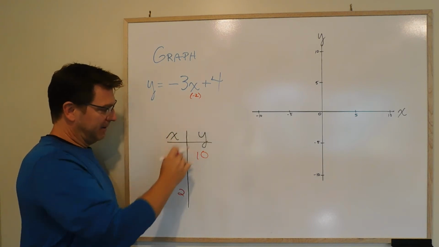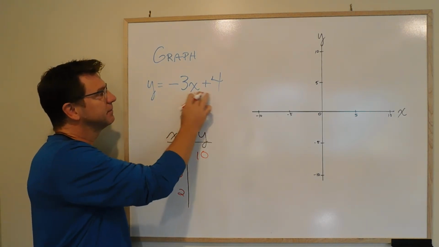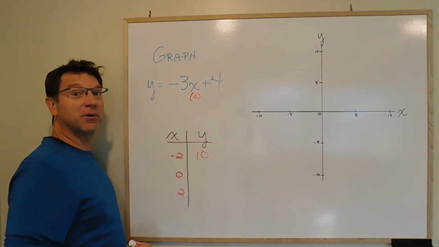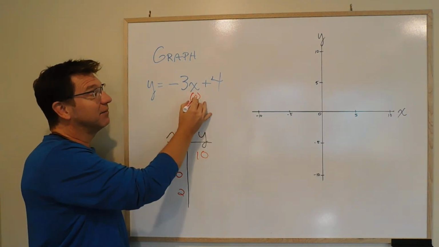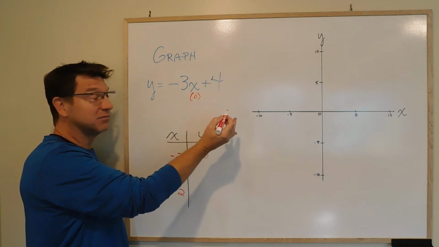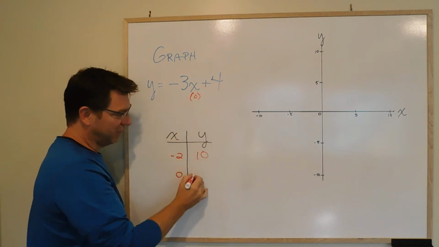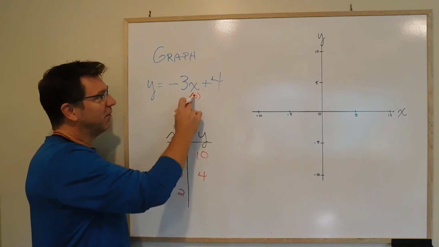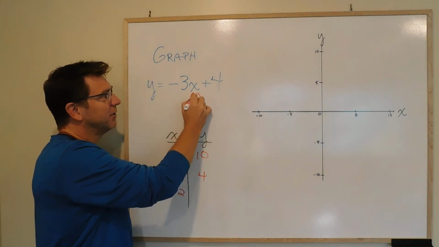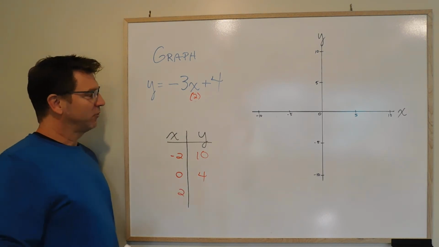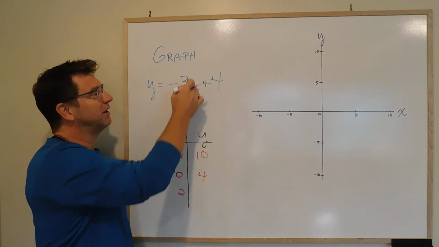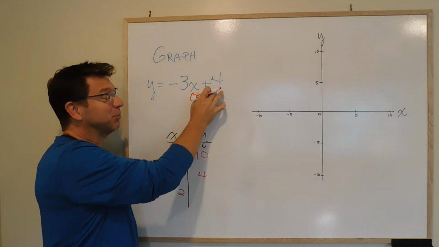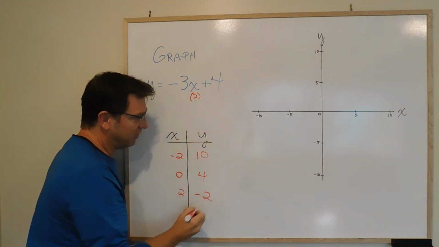Then I'm going to use 0. Instead of the x, I'm going to put in 0. So negative 3 times 0 is 0. Plus 4, 0 plus 4 is 4. And then I'm going to repeat it one more time. I'm going to put in the 2. So I'm substituting this value of 2 in for x. Negative 3 times 2 is negative 6. Negative 6 plus 4 is negative 2.